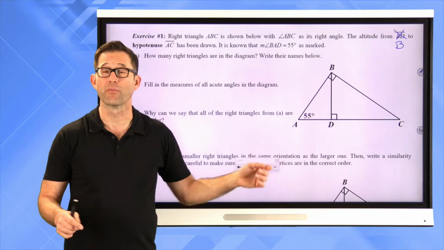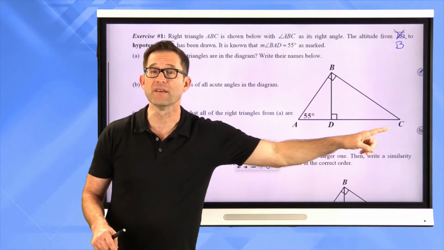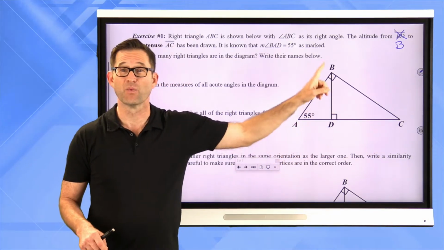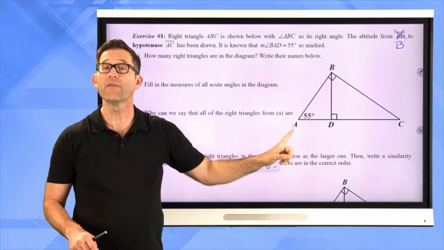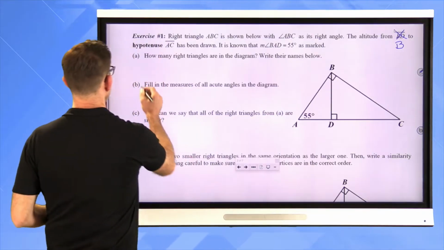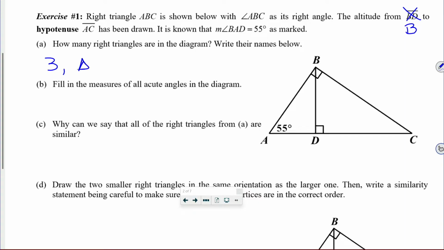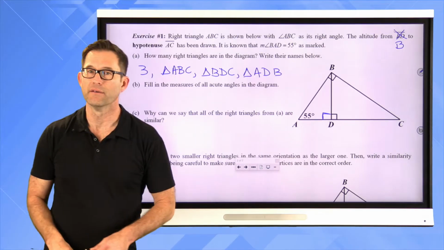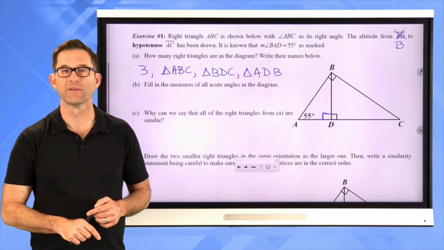Well, in fact, there's 3 of them. There's the big one, ABC. There's the medium-sized one, BDC. And then there's a small one, ADB. So we've got triangle ABC, that's our original one, triangle BDC, and triangle ADB. And let me put that extra right angle in there so it's clear that one is a right triangle as well.